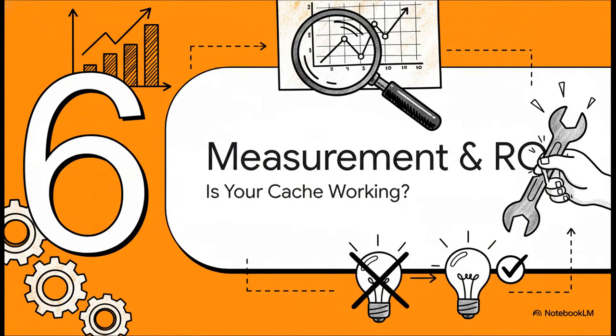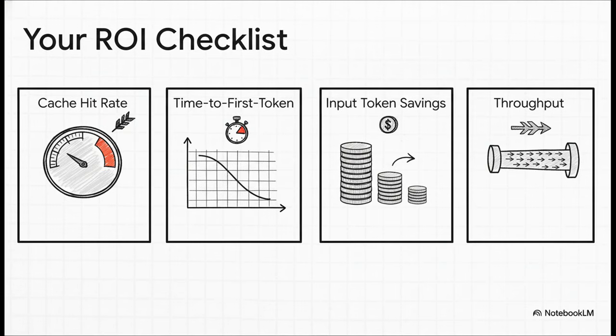So you've set this all up, it's running. How do you actually know if it's working? You can't just set it and forget it. You've got to measure and be ready to troubleshoot. You can't improve what you don't measure, right? So you've got to be your own detective. Here's your checklist. What's your cache hit rate? Are you seeing that latency drop? How much money are you actually saving? This is the data that proves the value of your work and shows you where you can optimize even more.